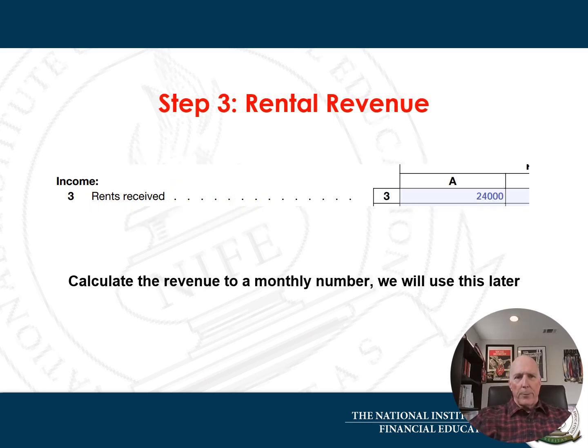Third, rental revenue. Section 3, we're going to find the rental revenue here. Obviously, this is an annual number, so we're going to need to do some math to get to the second financial metric, which is monthly rent. In our case, the home was rented for 6 months. 180 days was reported on the previous step. So we're going to divide 6 into that 24,000 to arrive at 4,000 per month. This is what we're going to use in our next calculation.